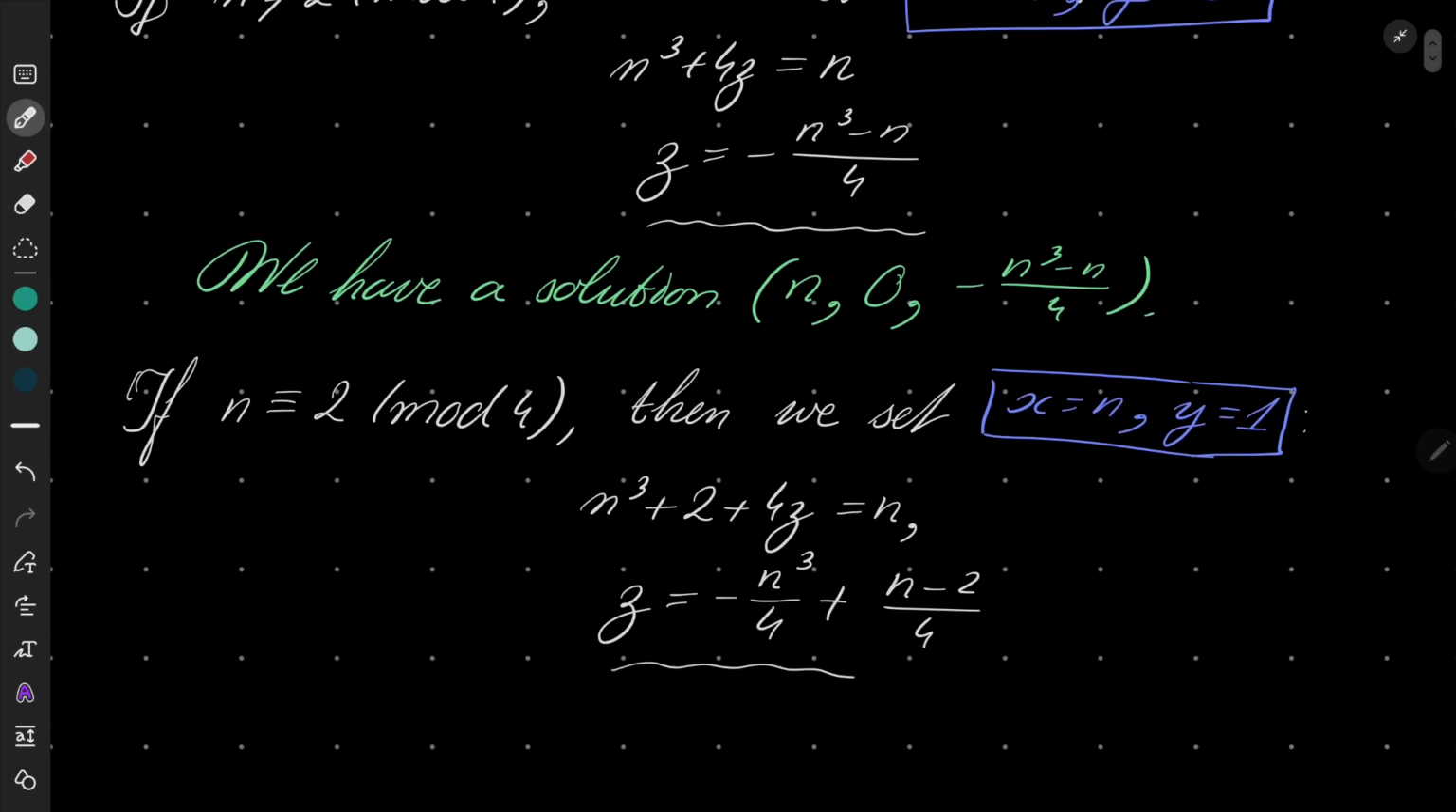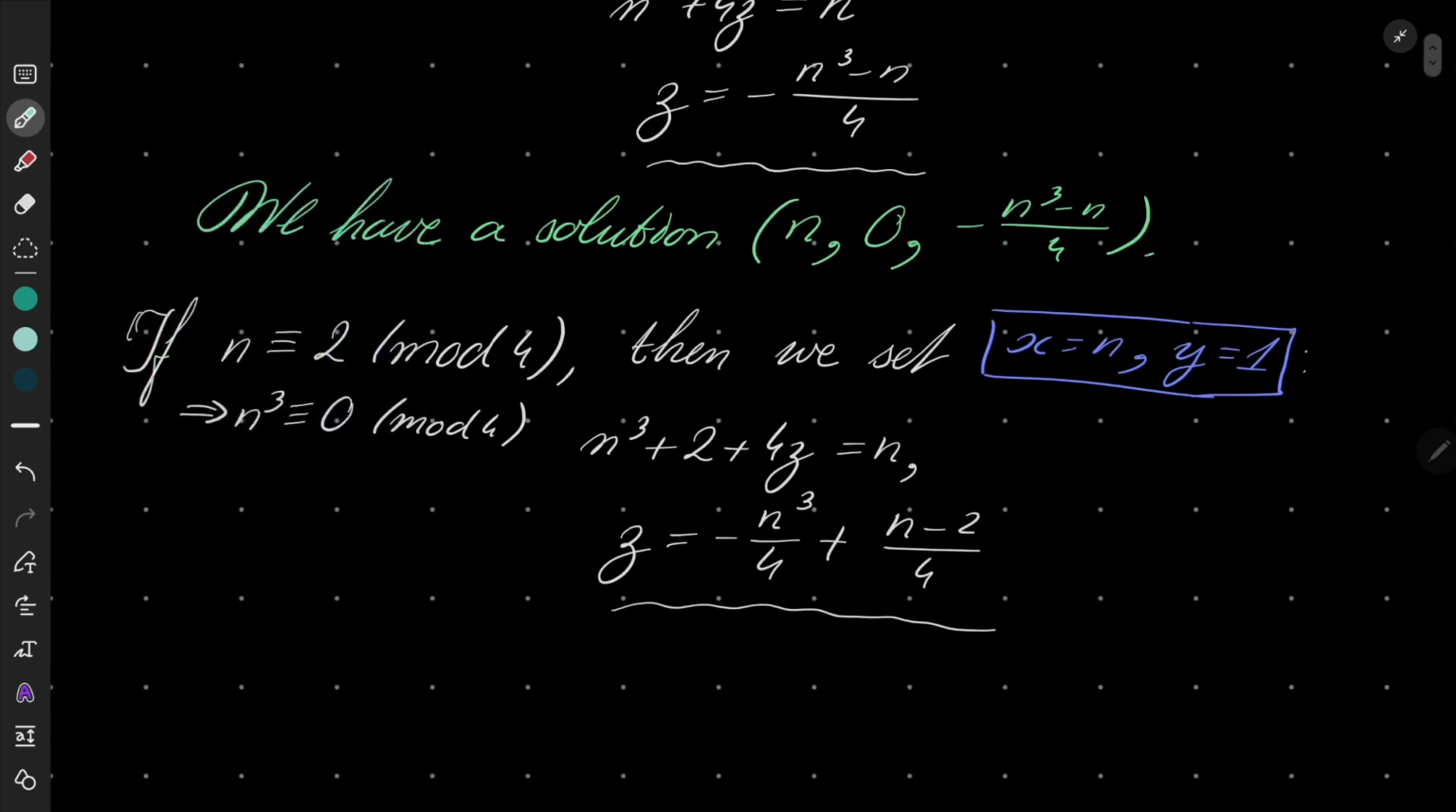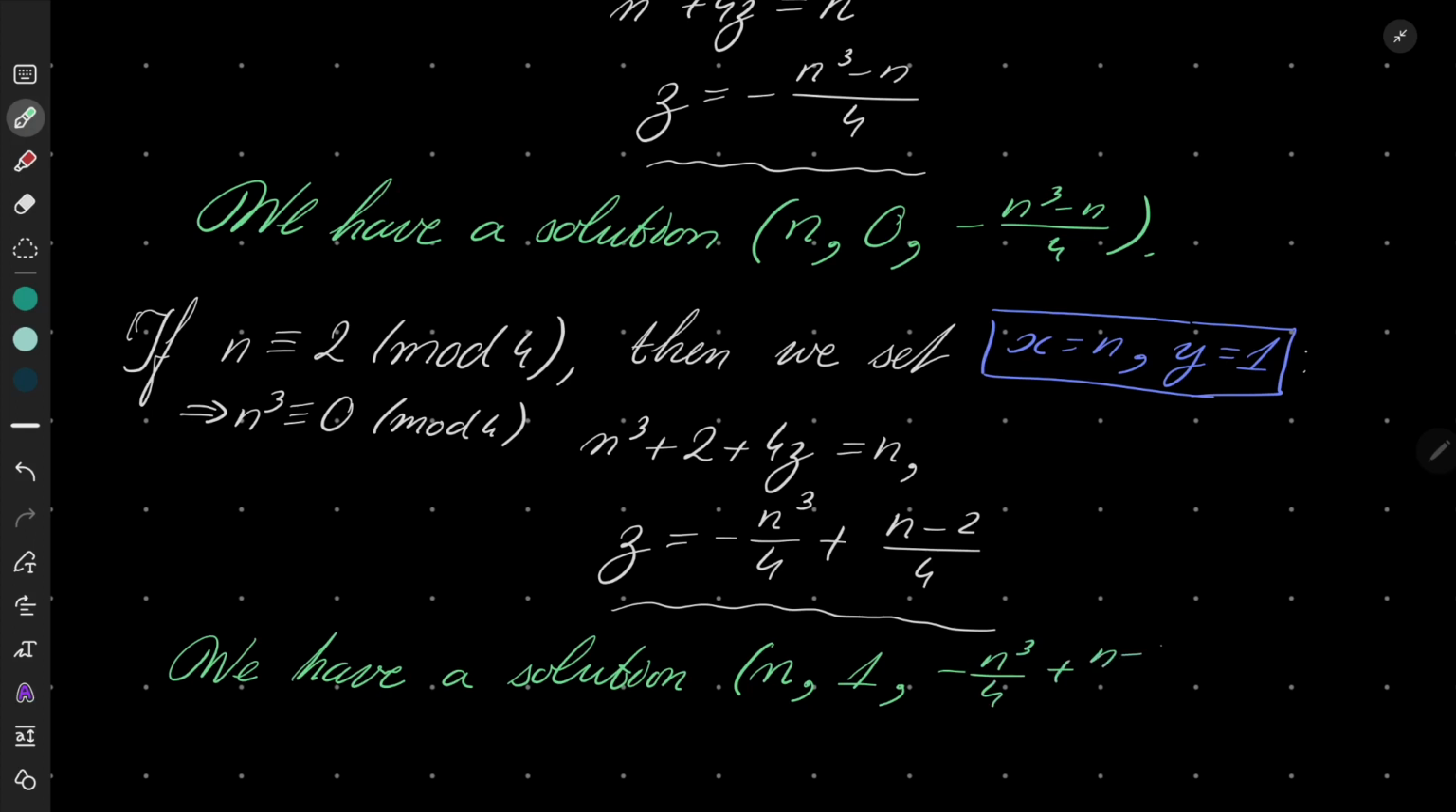Is it an integer? Yes, it is, because n is congruent to 2, which means that n cubed is congruent to 0 modulo 4. So this first fraction is an integer, and the second fraction is an integer as well, because n minus 2 is congruent to 0 modulo 4. So in this case, we also have a triple of solution. We have a solution: n, 1, minus n cubed over 4 plus n minus 2 over 4.